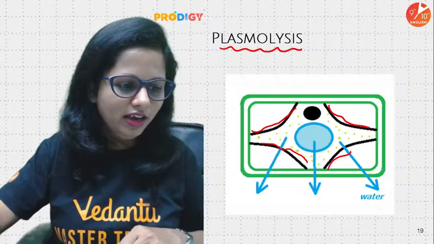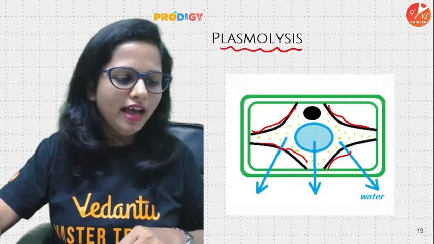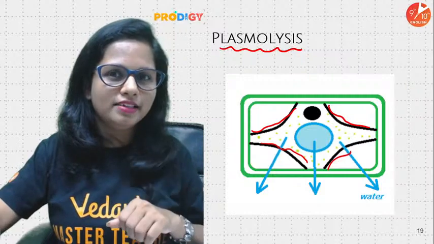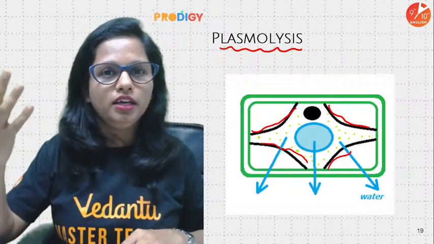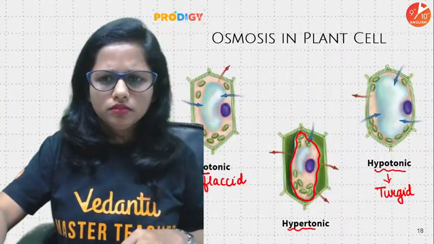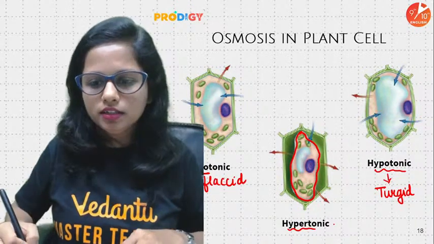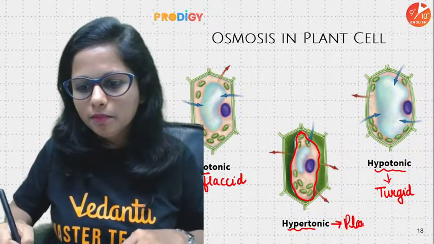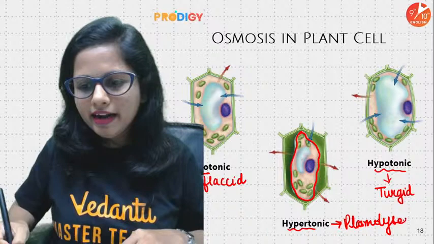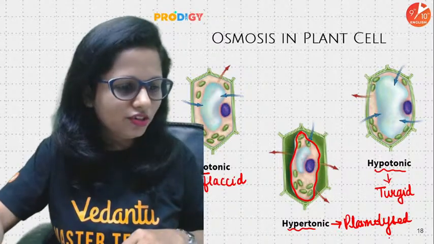In isotonic, it remains flaccid. In hypertonic, it gets plasmolyzed, and in hypotonic, it becomes turgid.